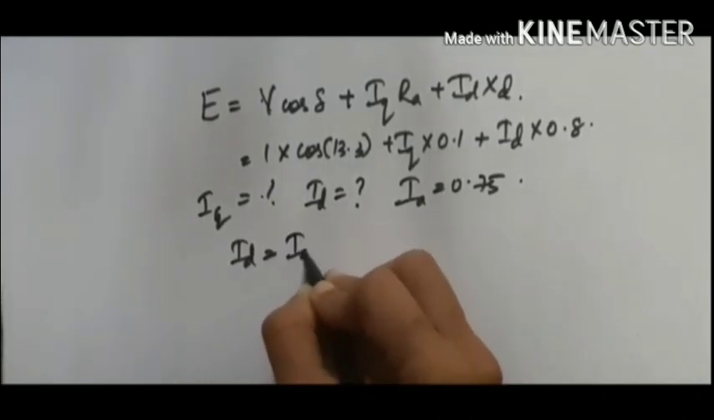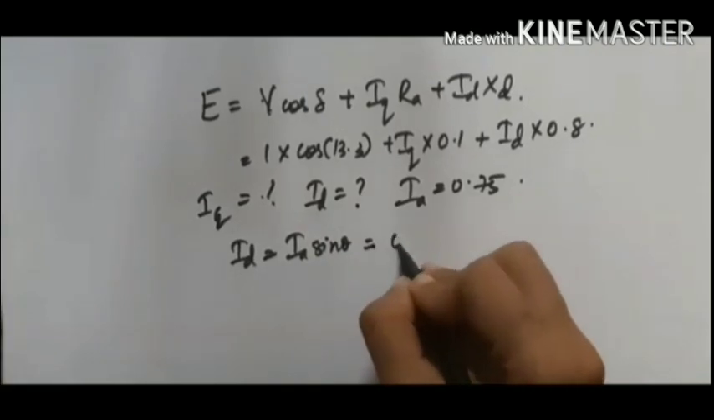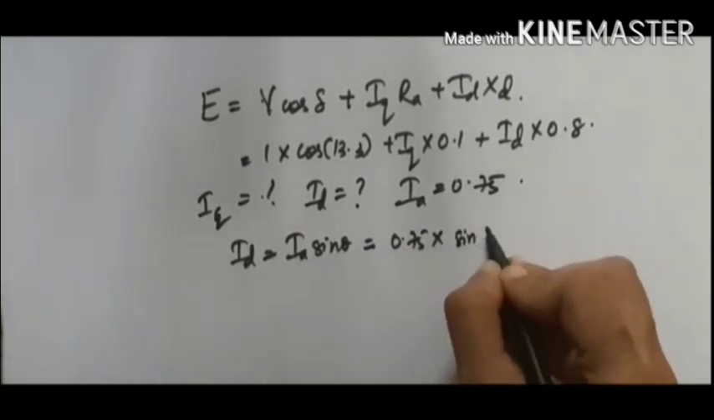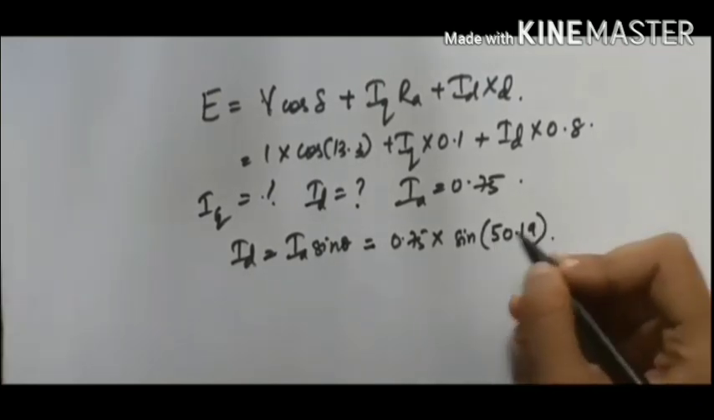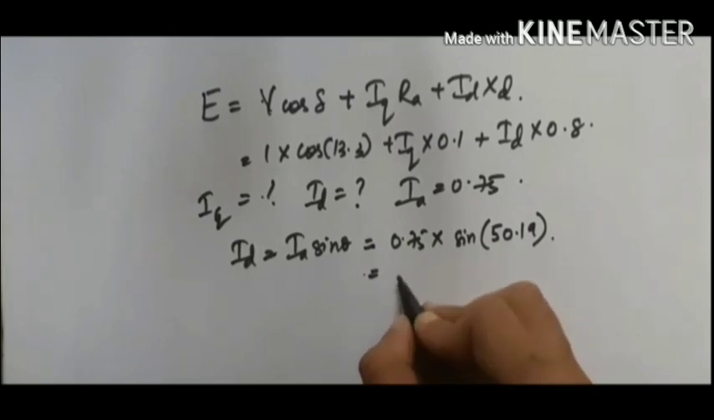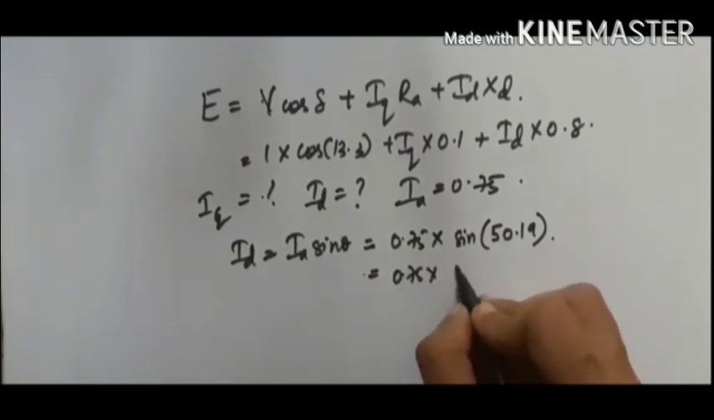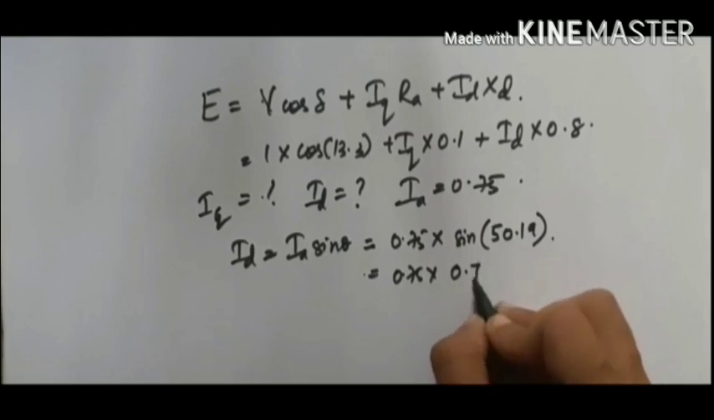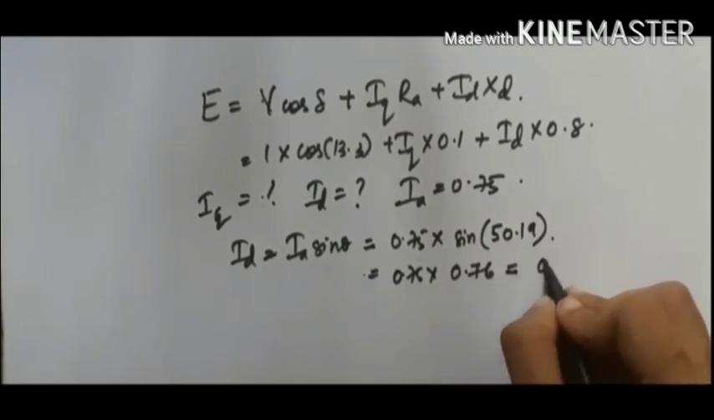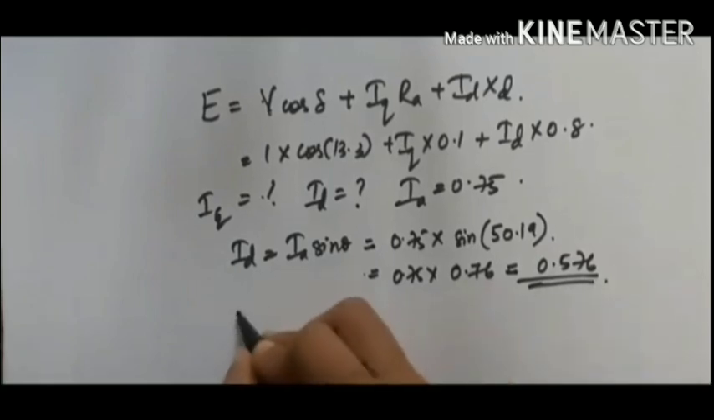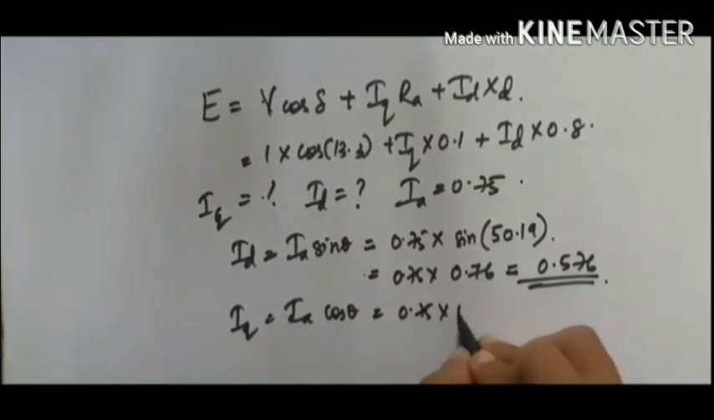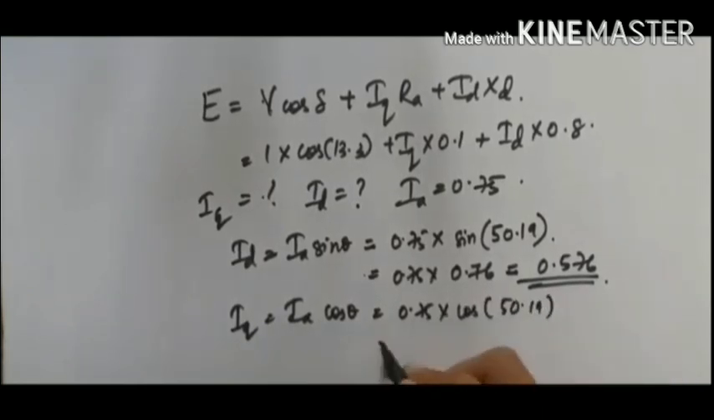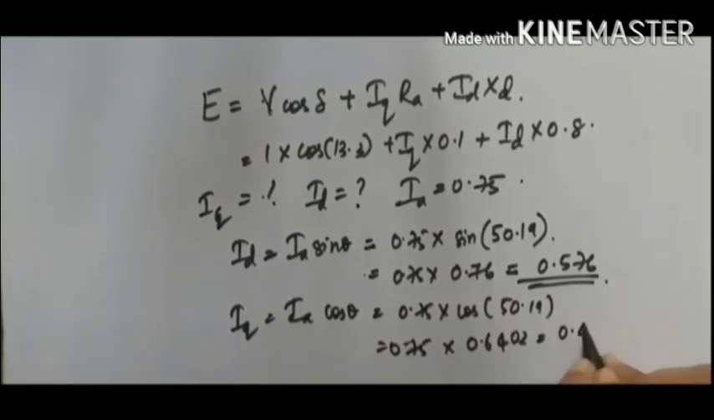So ID is equal to IA sin theta, as we know. So here substituting the value of 0.75 for IA, ID is equal to 0.75 into sine of theta, and the value of theta is found to be 50.19. Substituting those values, ID is equal to 0.75 into 0.76, which is found to be 0.576. Similarly, IQ is equal to IA cos theta, that is 0.75 into cos of 50.19, which is equal to 0.75 into 0.6402, which is equal to 0.48.